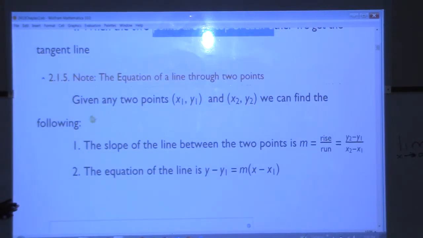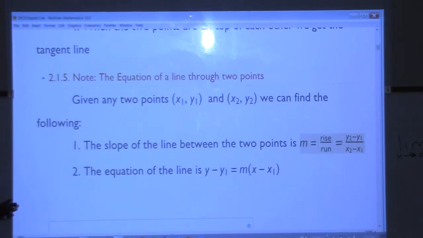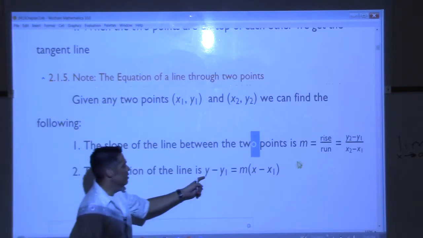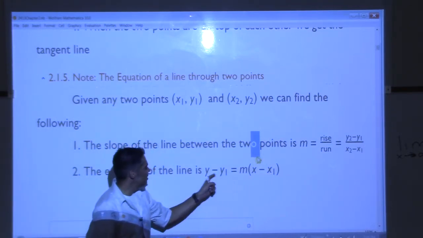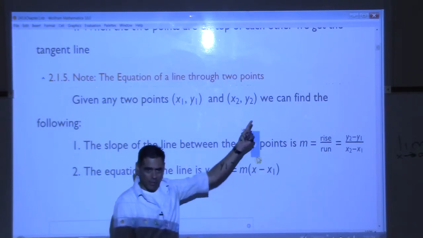This is a recap. Remember, if you're given any 2 points, how do we find the slope of the line between 2 points? Rise over run, right? y2 minus y1 over x2 minus x1. Okay? Also, we can find the equation of the line using the point slope formula. y minus y1 equals m times x minus x1. These should look familiar to you.